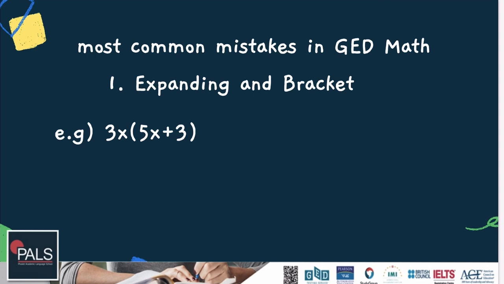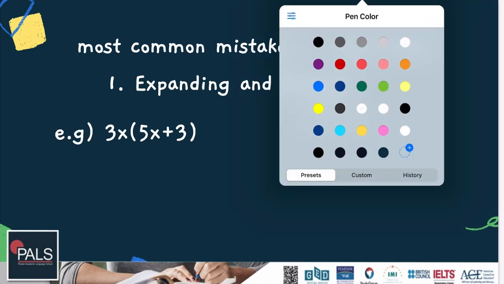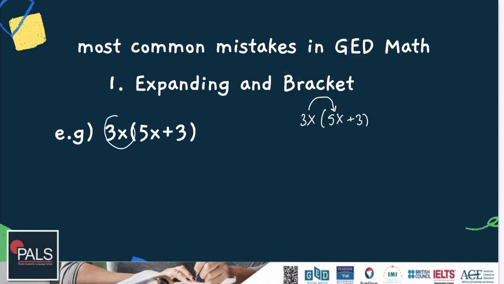So why do I bring this example for you today? Because before, I found that students, for this question, will just expand 3x to only one term, the first term in the brackets. But actually, you need to expand to every term in the bracket.